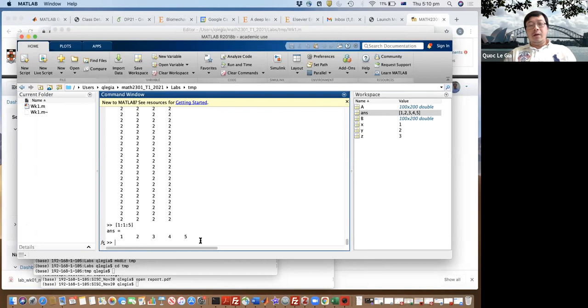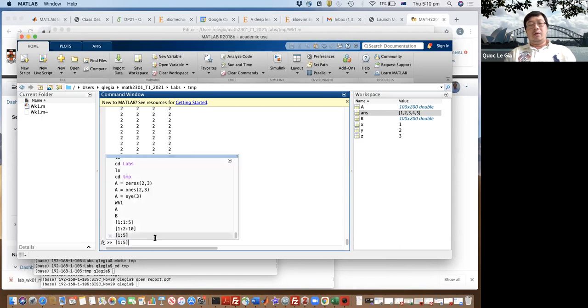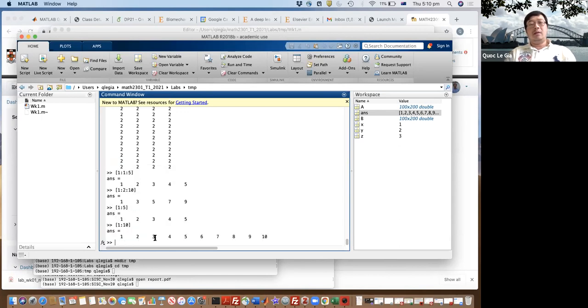Okay, so when it increases by 2, you can say that if you increase by 2 and stop at 10, for example, you get 1, 3, 5, 7, and 9. So it will stop before it hits the stopping point. And if you increase by 1, you don't have to put in the increment. So you can say 1:5.